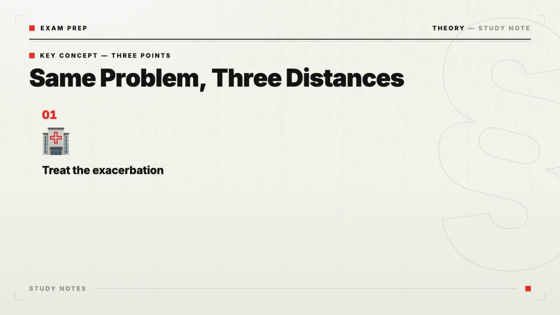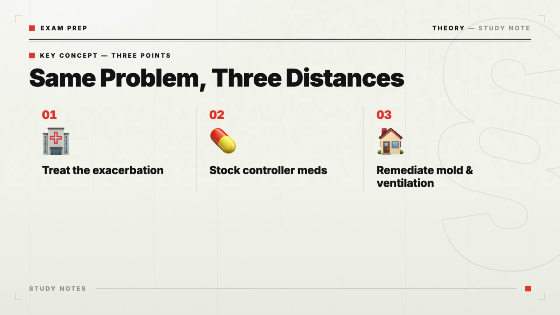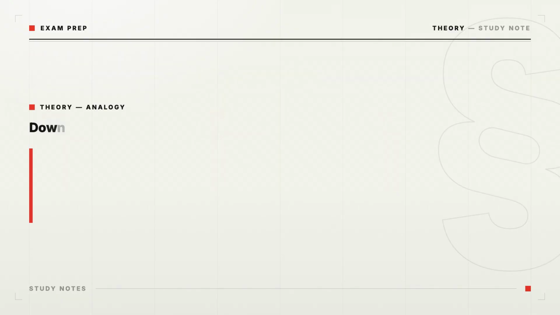Take a child arriving at the ER with an asthma attack. Downstream, you treat the exacerbation. A step back, the clinic improves medication and follow-up. Further upstream, the health department fixes mold and ventilation in the buildings those children actually live in.